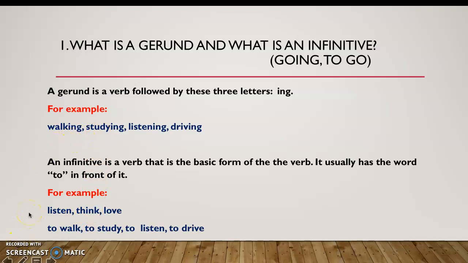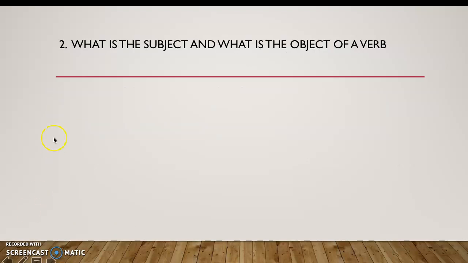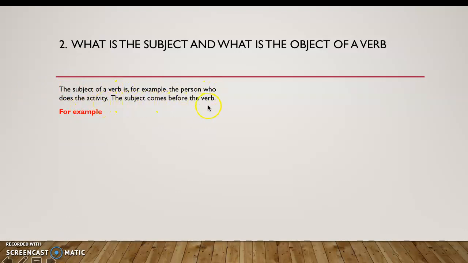Now it gets a little bit more complicated. Let's go on to the next point. We're going to look at the subject and the object of a verb. So what is the subject and what is the object? Because you're going to need this information later. Okay. The subject of a verb is, for example, the person who does the activity, and it comes before the verb. Can you think of an example? Well, if not, I'm going to give you one. John arrives at 6. So John here is the subject of the verb arrive.